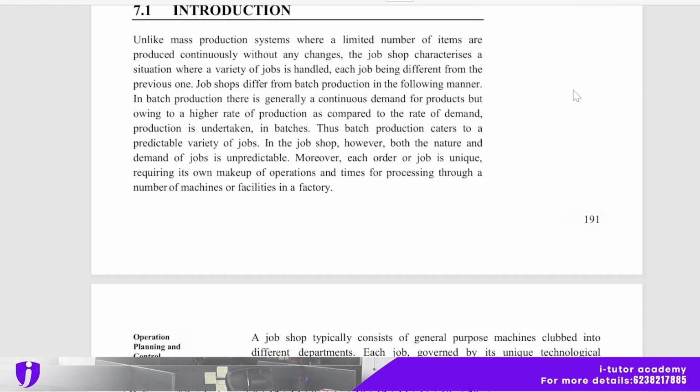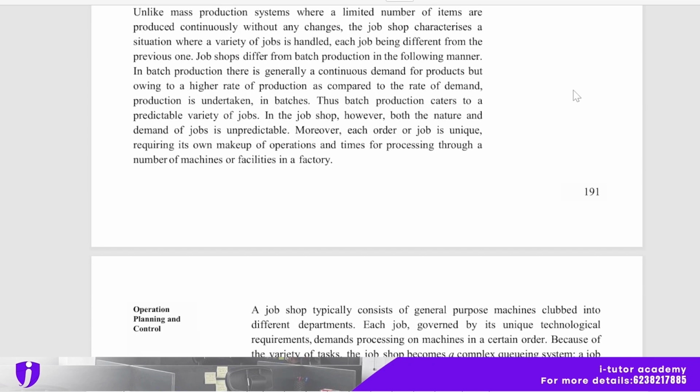Unlike a mass production system, where a limited number of items are produced continuously without any changes, the job shop caters to a situation where a variety of jobs is handled, each job being different from the previous one. So the job shops differ from batch production in the following manner. In batch production, there is generally a continuous demand for products, but owing to a higher rate of production as compared to the rate of demand, production is taken in batches, and this batch production caters to a predictable variety of jobs. In the job shop, however, both the nature and demand of jobs are unpredictable.